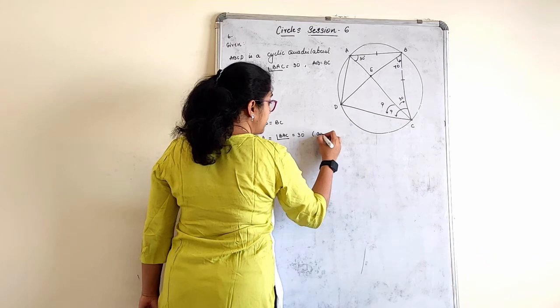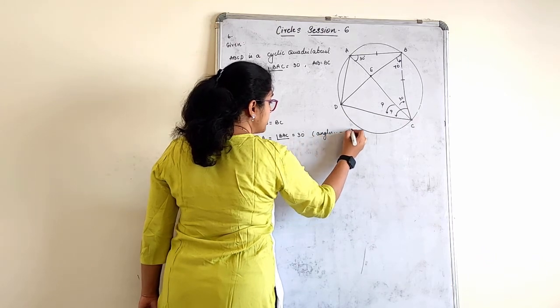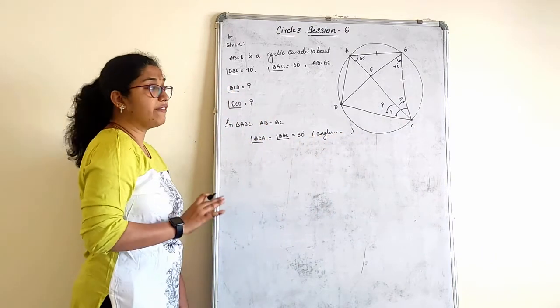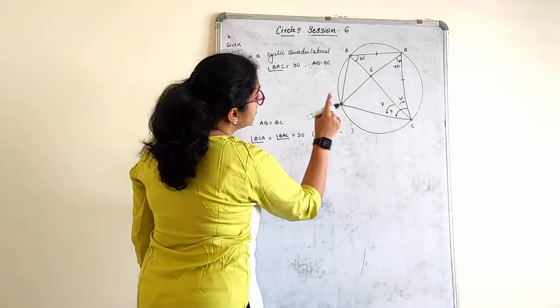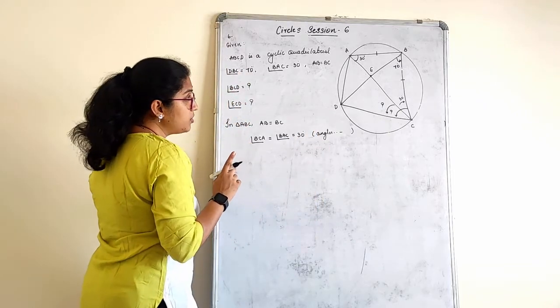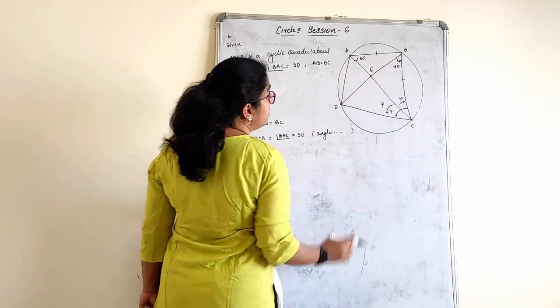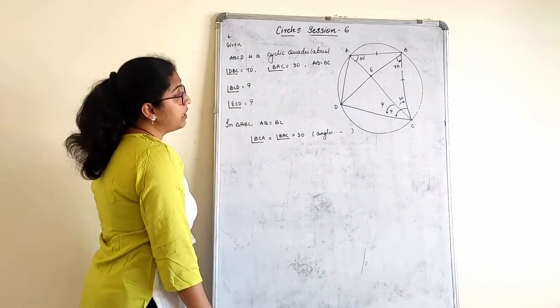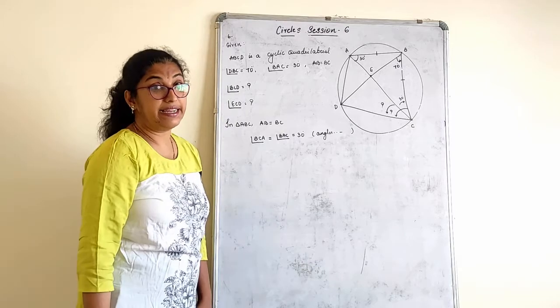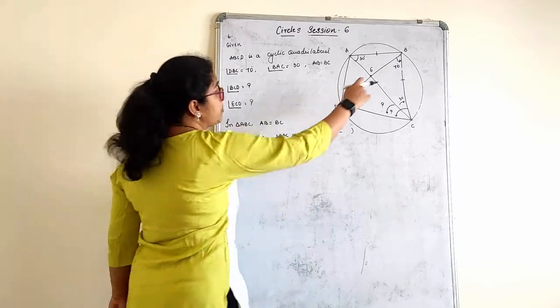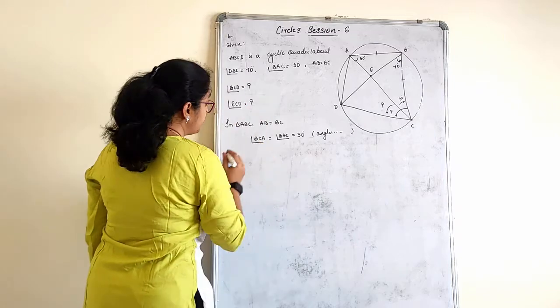Reason, what will you give? Angles opposite to equal sides are equal. Please mention, don't leave any reasons anywhere. These two angles are 30. So if these two angles are 30, can I find this whole angle? Do you think that whole angle is required anywhere? Yes, I require it. Why? I will tell you. Let's find this whole angle first.